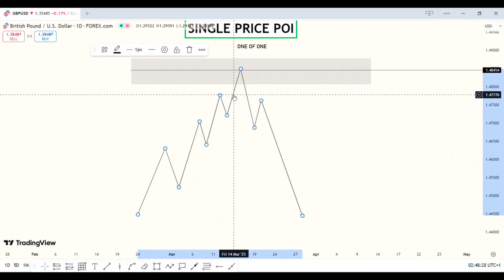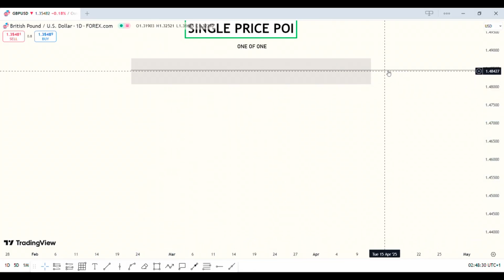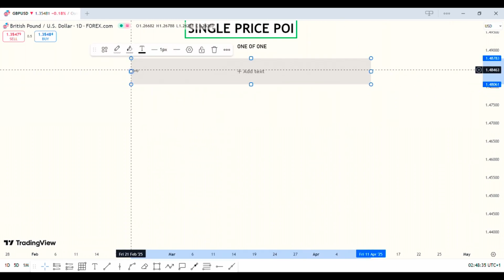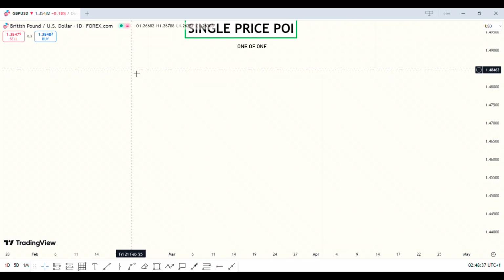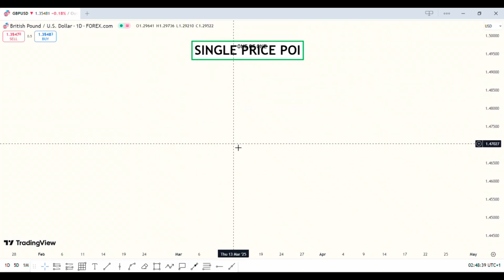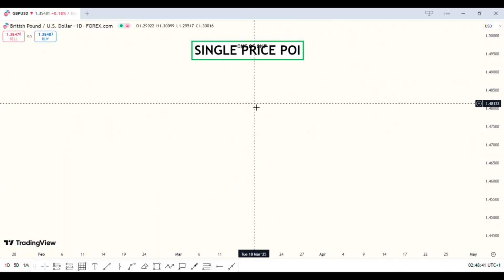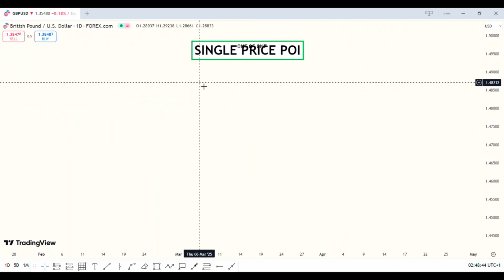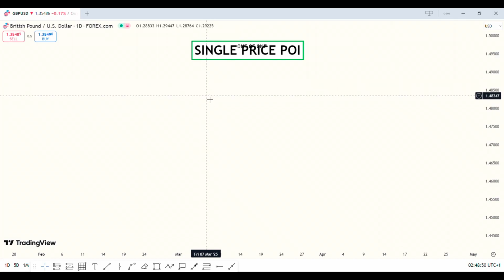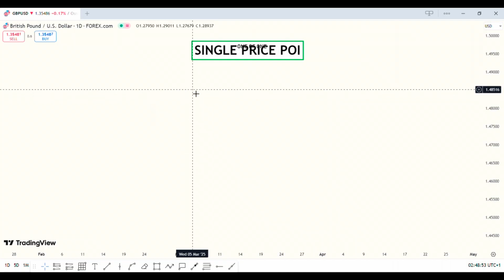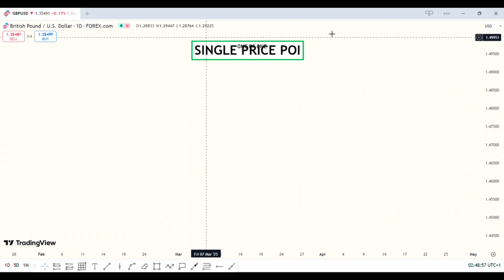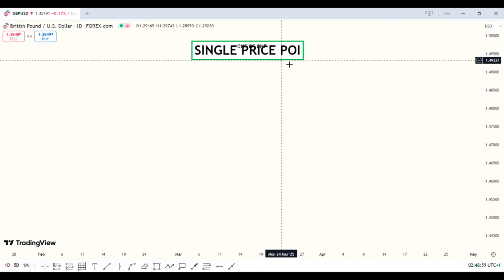So we're going to be looking at a concept that I learned from a friend. It's like an MSNR concept. Although the single price POI, I have not seen anybody talk about it. It's something I discovered myself. I did not learn it from somebody else, but I have to give credits to MSNR traders because the information on MSNR gave me the insights on single price POI.